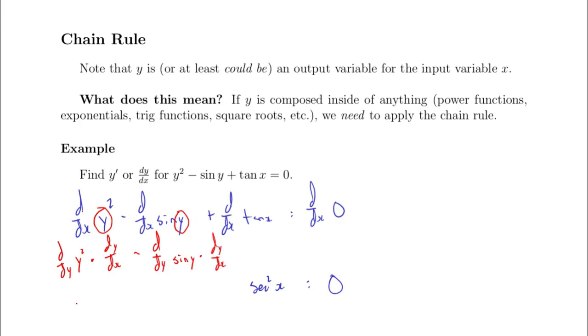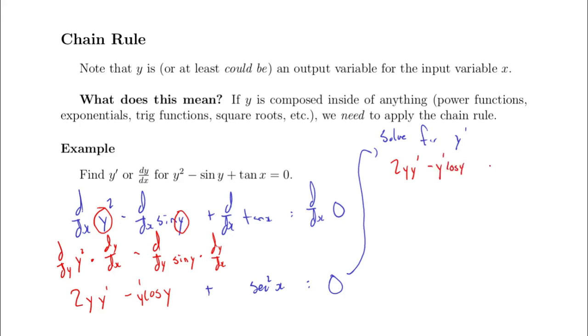If you want, we can use y primes here. So we end up with 2y y prime plus, minus, I forgot that sign was there, minus cosine of y times y prime. And then we have plus secant squared x equals 0. Now what we have to do is just solve for y prime. I'm going to take these terms with y primes and I'm going to leave them on this side. And I'm going to move that secant squared over. So I'm just isolating my y primes.